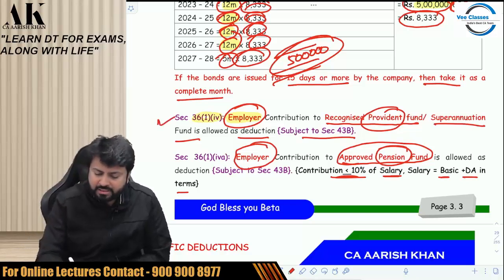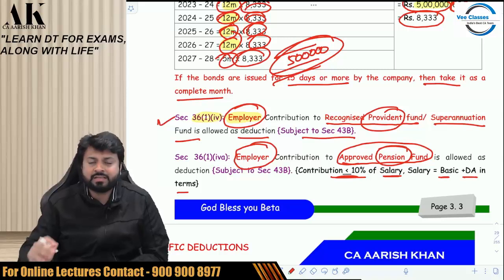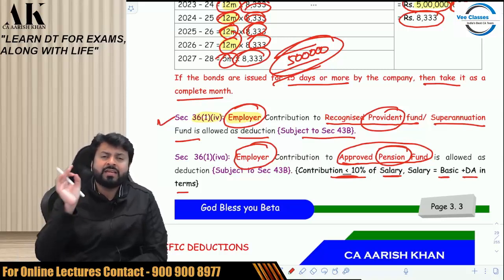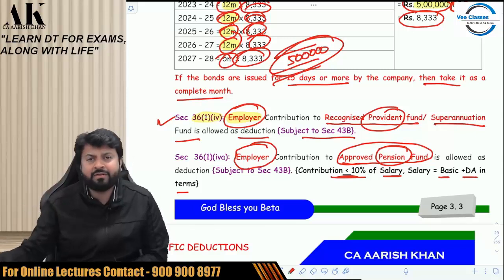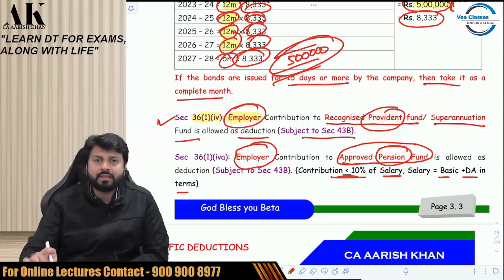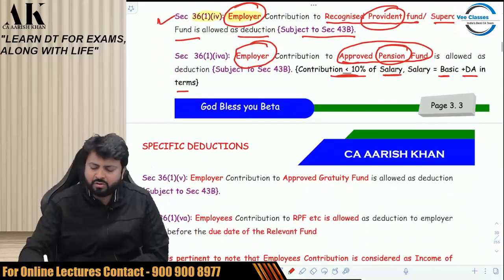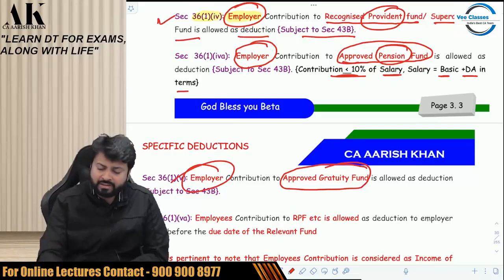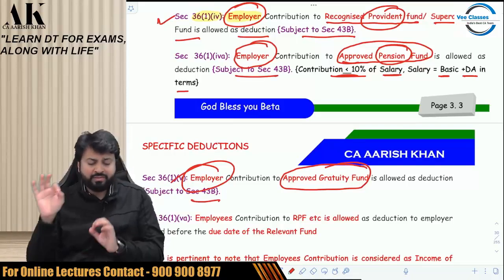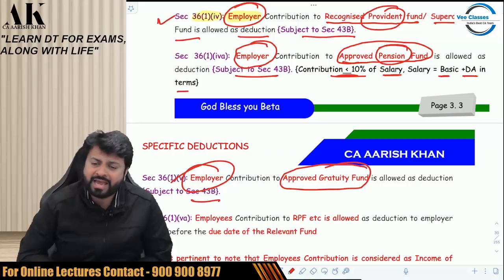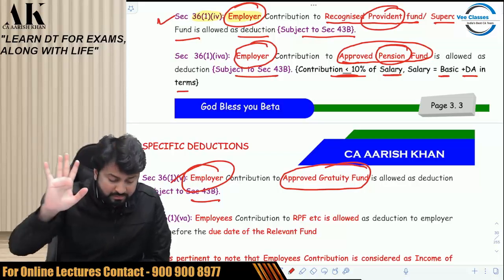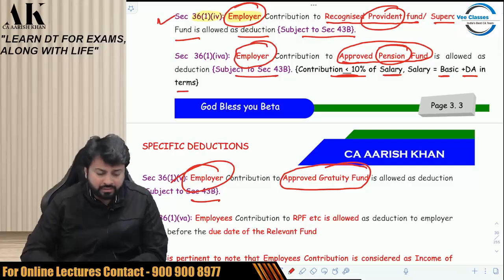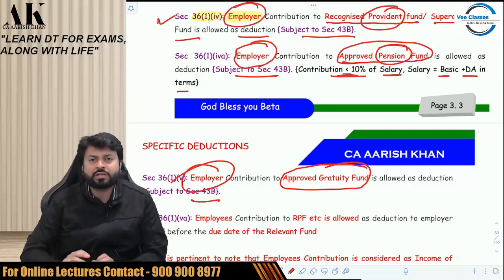So in the first section, there was nothing like that. But in the pension fund, there is a restriction of 10% of salary. Salary means basic plus DA. It will not be allowed more than that. So in the first section, you are contributing to recognized provident fund and superannuation. Second, pension fund. In the third section, you are contributing to an approved gratuity fund. All three are employer's contributions, and all of them are subject to 43B, meaning all of them will be allowed based on actual payment only, not on accrual basis.